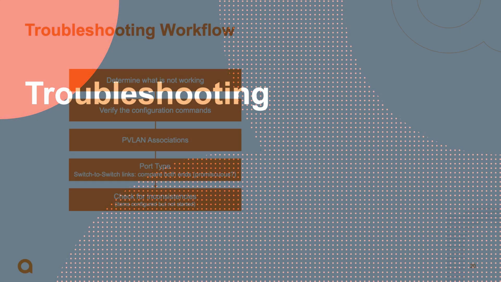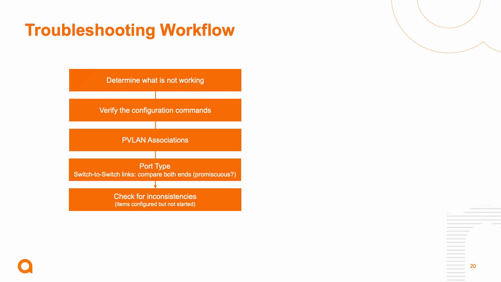Some troubleshooting. Of course, you start by determining what is not working, and based on that, you go through the configuration commands and try to find, for example, if you have wrong VLAN associations, if you have a secondary without the primary, etc. Or if the secondary VLAN is connected to the wrong primary VLAN. Port types: for switch-to-switch links, make sure that if you have the primary VLAN defined on both switches, that they're both either promiscuous or they're both regular.